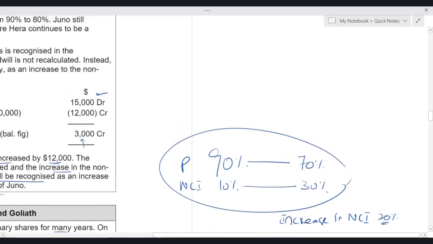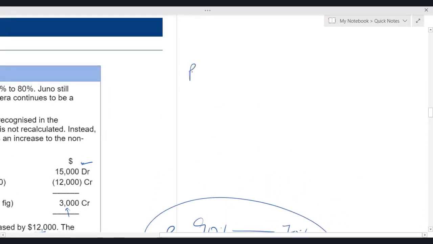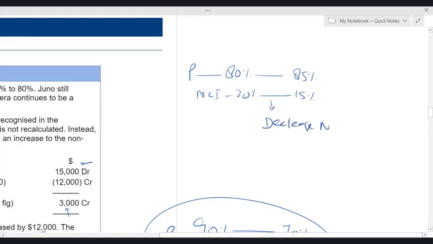But the opposite scenario is, the parent has 80% holding and NCI has 20% holding. Now from 80, if the parent becomes 85, then from 20, NCI will become 15. Now there is a decrease in NCI. How will you calculate the decrease in NCI? Before calculating the decrease in NCI, first you need to calculate the carrying amount of NCI at disposal. Whatever is the carrying amount of NCI at disposal, multiply by 5 because they are selling 5 out of 20.